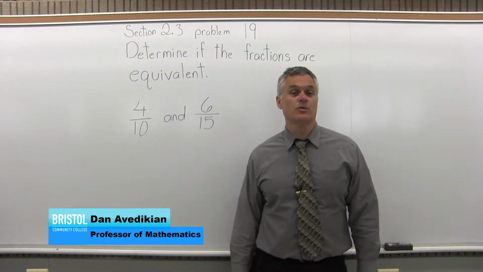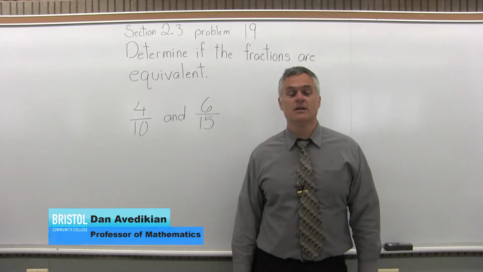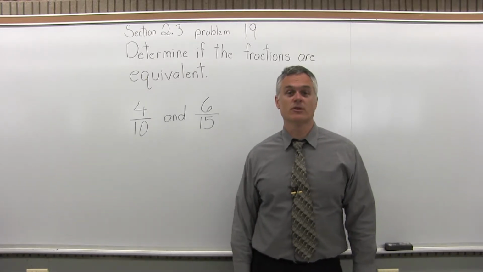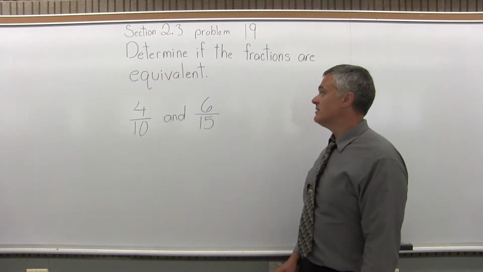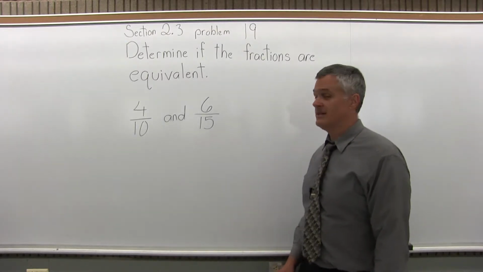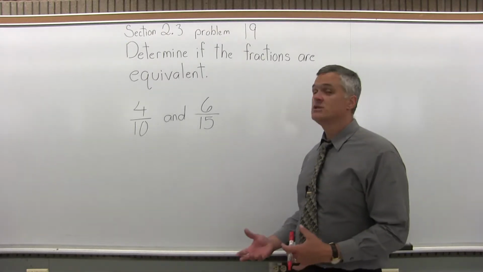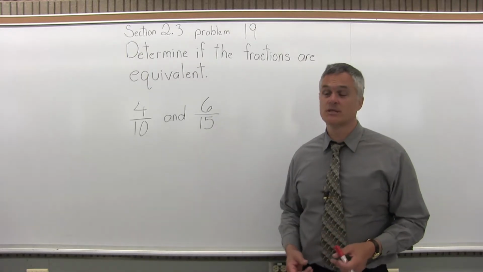This is Section 2.3, Problem 19. It says determine if the fractions are equivalent. And we have 4 over 10 and 6 over 15. So you can try and reduce each one to its simplest form and see if you get the same result.